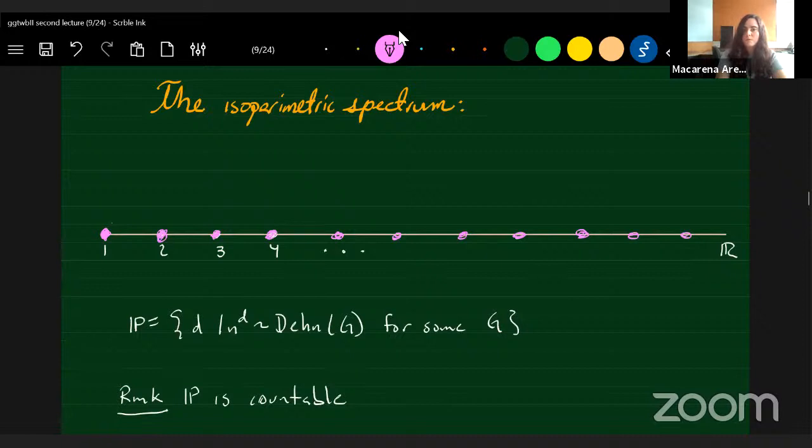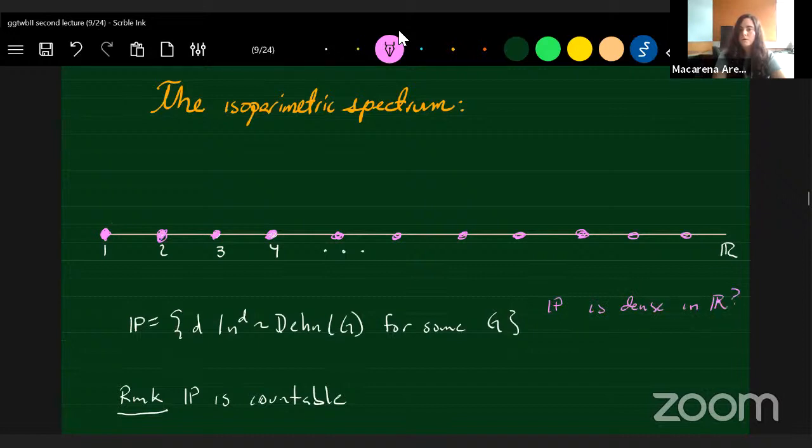We know that there are a few other numbers around here that are Dehn functions, because we discussed that there are nilpotent groups whose Dehn functions are not exact polynomials. But we don't know much about the structure of this set. We don't know, for example, if this set is dense in R.